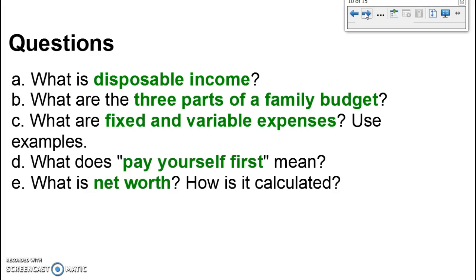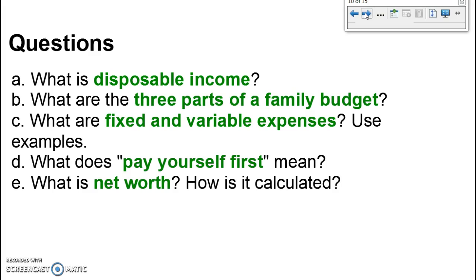What are the three parts of a family budget? We just talked about that, right? We have spending, we have short-term saving, long-term saving. What are fixed and variable expenses? You should be able to think of some of those, but fixed expenses are anything that is contractual, where you've actually locked yourself in and agreed to pay a certain amount, right, for a set period of time. Variable expenses are ones that can change.